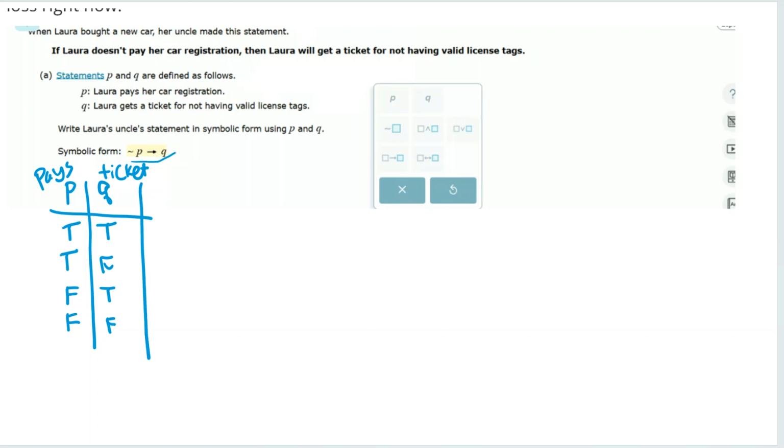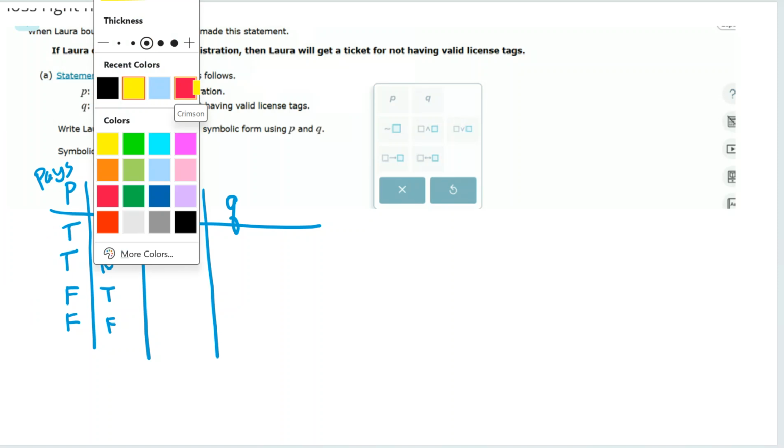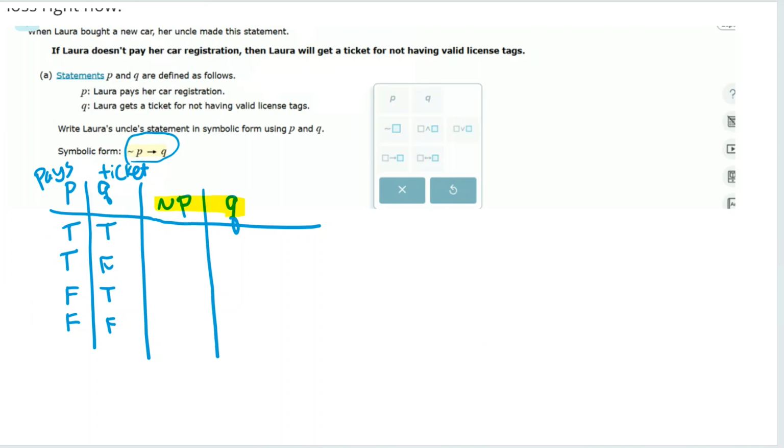Okay. And they want us to figure out what not P implies Q is. If not P, then Q. Well, that's just too much to do all at once. So I'm going to put these together in pieces. I'm going to put a not P, and then I'm going to put a Q, and then I'm going to use these two together to figure out my not P implies Q.